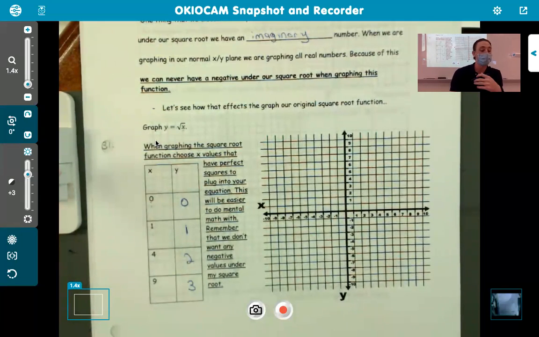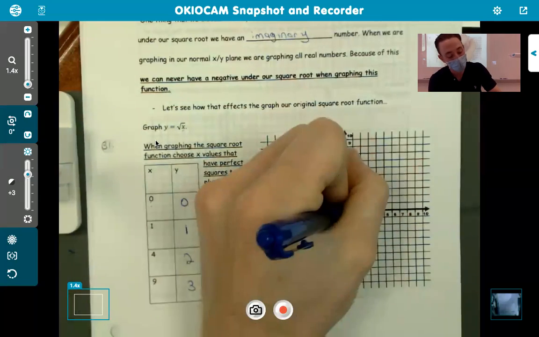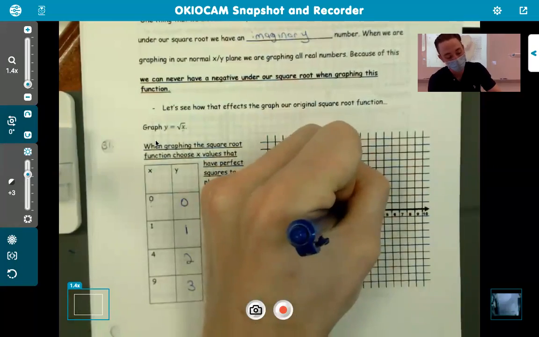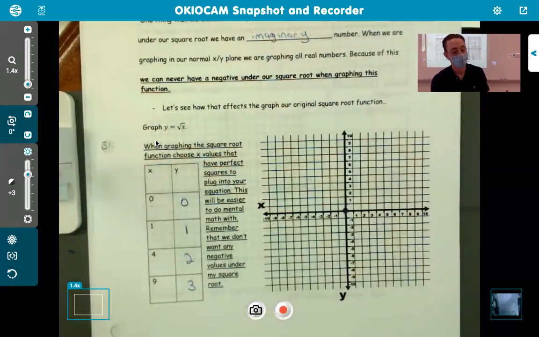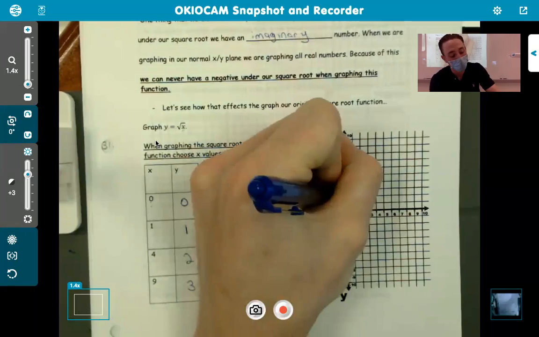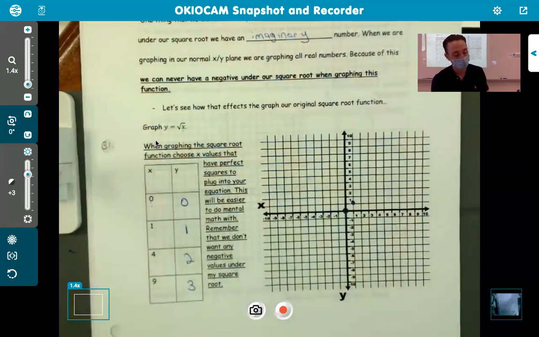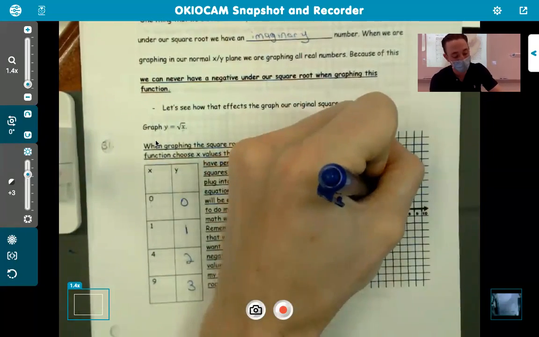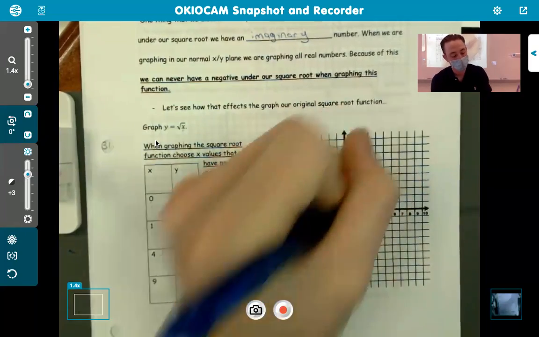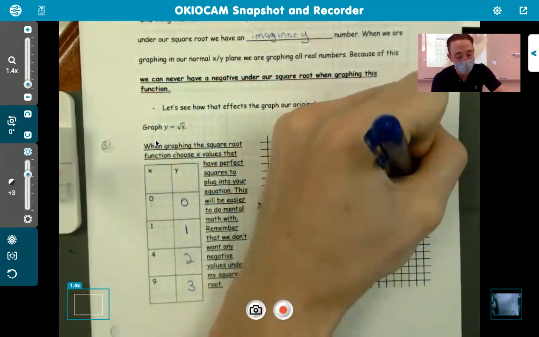Okay. So right now I have coordinates. I'm going to use these coordinates to draw the shape of my graph. So there's a point at 0, 0. There's a point at 1, 1. There's a point at 4, 2, and a point at 9, 3.